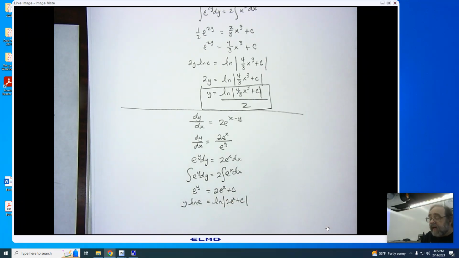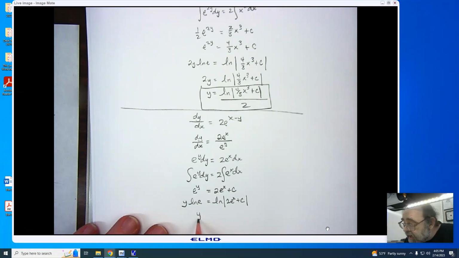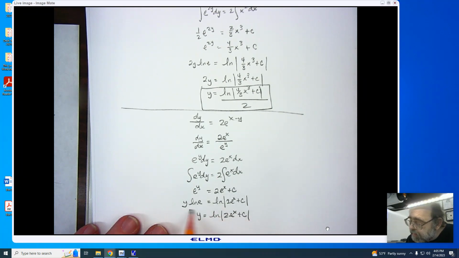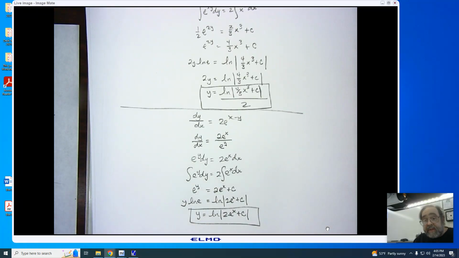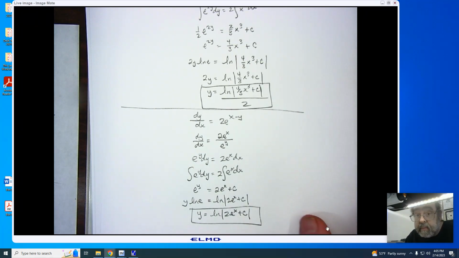Now I have absolute values around mine. That's because I don't know whether that constant is going to be positive or negative, and I'm just kind of covering my butt, okay? Trying to make sure I protect myself in case something happens. I'm now going to get rid of the natural log of e, and I am left with my answer. Once again, some people might write it with parentheses, others might write it with an absolute value. I prefer the absolute value simply to make sure that I don't make any silly mistakes.